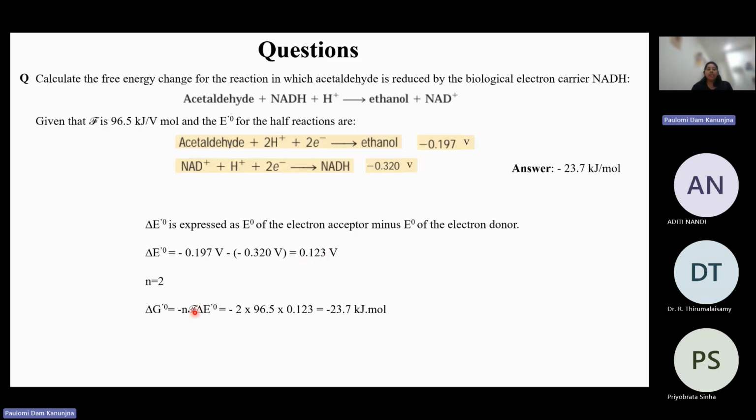Then I said that this part is now calculated and you need to find out n. And you can see in the equation, 2 electrons, 2 hydrogens. So the number of electrons is 2. You have 2, you have the Faraday constant given to you already, and you can use 0.123 from here, and that is the answer that you have, minus 23.7 kilojoule per mole. Did that make sense?